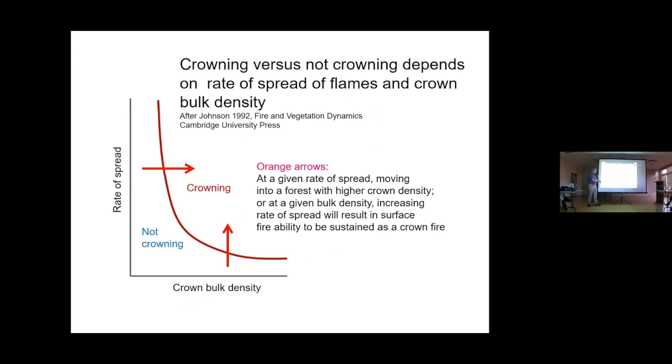So if it's moving through a forest with a given bulk density, on the forest floor, and all of a sudden it speeds up because the wind speed increases, you can go from non-crowning to crowning. And if the fire is going across the landscape, say in a jack pine stand on a rocky hilltop where the trees are not very dense, and then it comes to a different stand of trees where the density is higher, then it can go from non-crowning to crowning as well. So that's how it stays in the canopy. As long as there's sufficient conifer foliage in the canopy for the speed at which it's moving, it can stay as a crown fire.